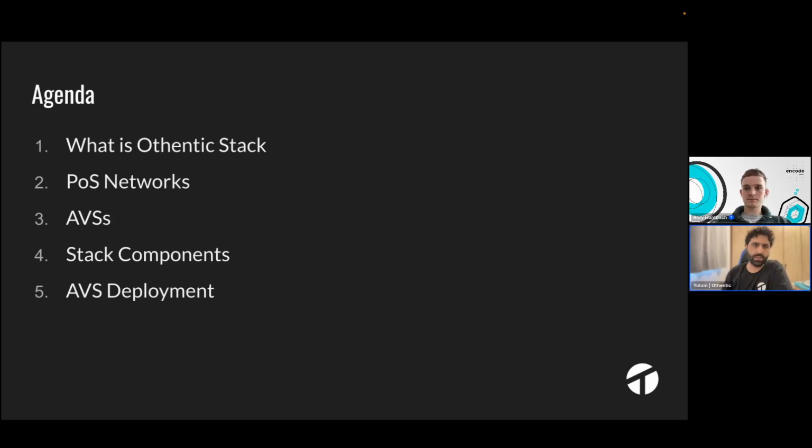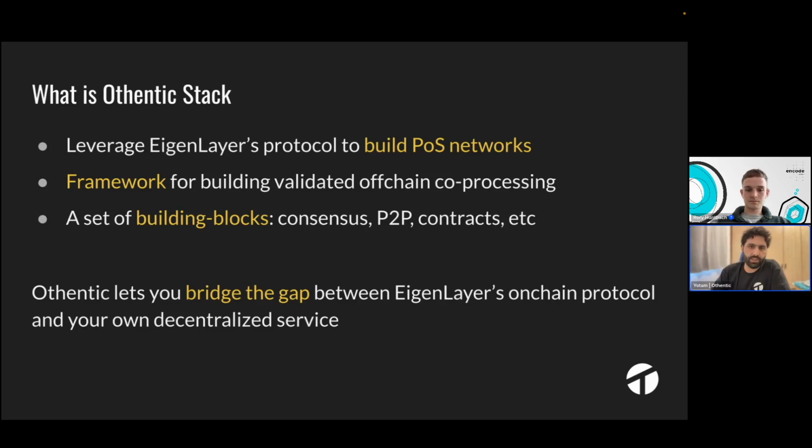So let's get started. The Othentic Stack basically lets you leverage EigenLayer's protocol to build your own networks. The Othentic Stack is a framework that lets you build off-chain computation networks, and it comes in the form of a set of building blocks that you can build and extend as you choose. So basically, the Othentic Stack lets you bridge the gap between EigenLayer's on-chain protocol and your own decentralized service.